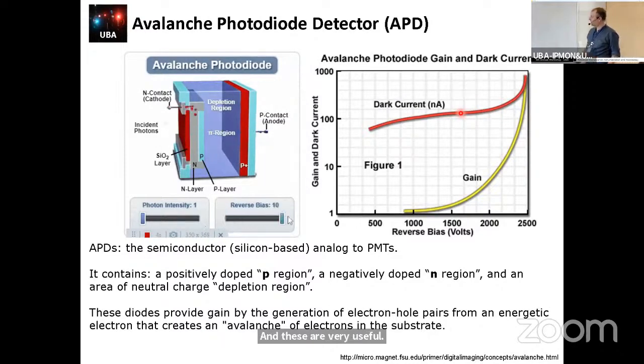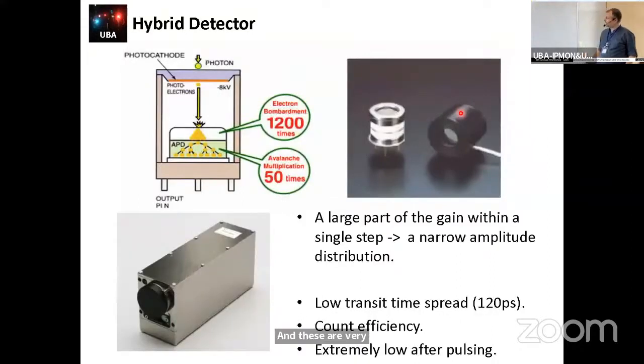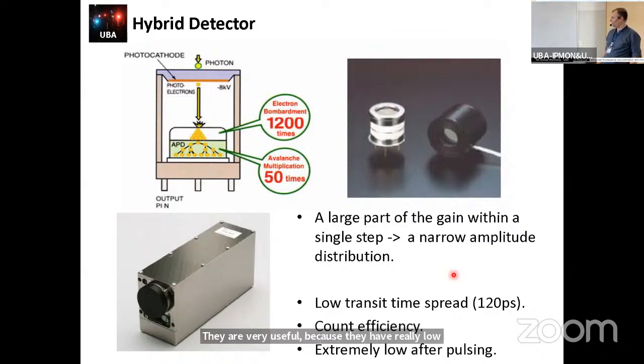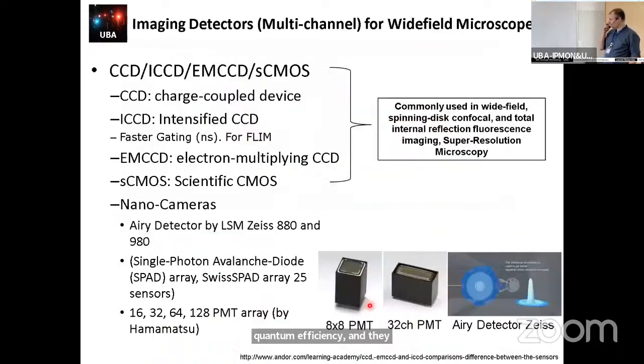detectors in the market. Nowadays, there are combinations of PMTs and APDs, and these are hybrid detectors. They are very useful because they have really low transit time, so they can be read very, very fast. They have high quantum efficiency, and they are very useful for FLIM and for some other applications too.